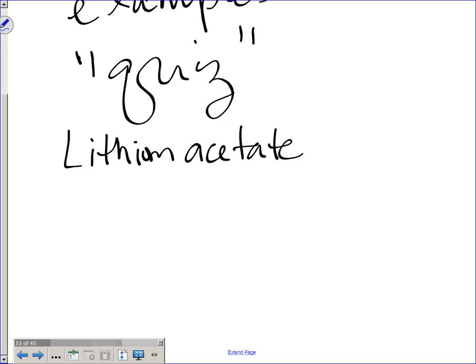EJ, start off. Li, then H2. Not H first, it goes in alphabetical order. C2, H3, O2. What's the charge of lithium? Look at your periodic table. It's in group 1, so 1 plus. What's the charge of acetate? 1 minus. So 1 plus, 1 minus, crisscross, they both are 1s. We don't write anything down.